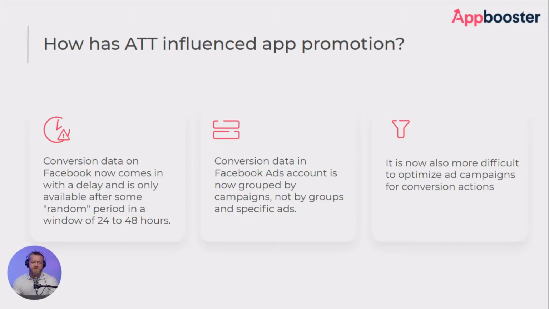Conversion data in Facebook ads account is now grouped by campaigns, not by groups and specific ads. It makes it more difficult to test your creatives and optimize purchases. SKAdNetwork aggregates data, which complicates measuring the effectiveness of specific ads. For instance, you cannot break the data down by creative, age, or gender. It is now more difficult to optimize ad campaigns for conversion actions, and this is what decreases promotion effectiveness even more.